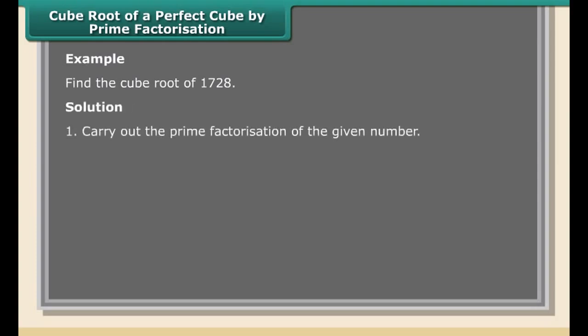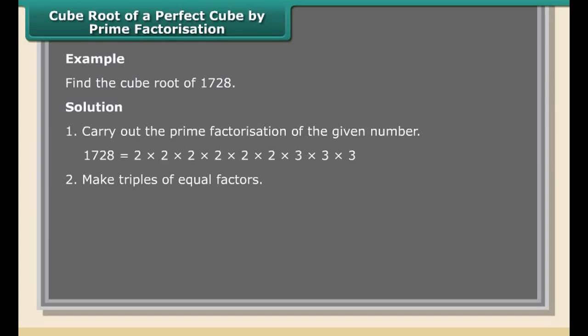The cube of a rational number a upon b is given by (a upon b) cube is equal to a cube upon b cube. Cube roots. If the cube of 2 is 8, then 2 is said to be the cube root of 8. We denote cube root by the symbol cube root.